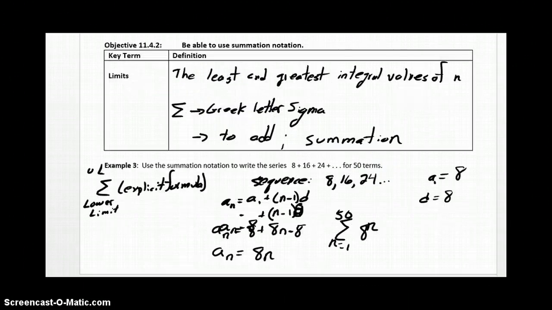Now we're going to move into objective 11.4.2. I think this is easy enough that we can do both of these objectives in the same session. The word limits. It is the least and greatest integral values of n. We have a sigma, looks kind of like an E, but it's a Greek letter sigma, and it means to add or to find the summation.